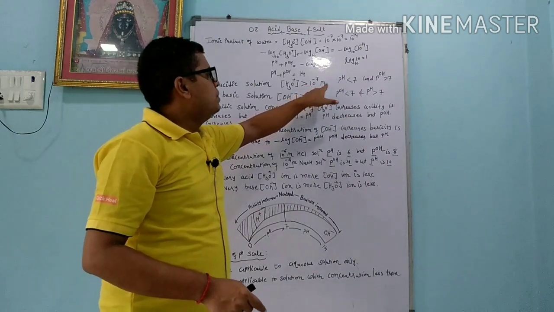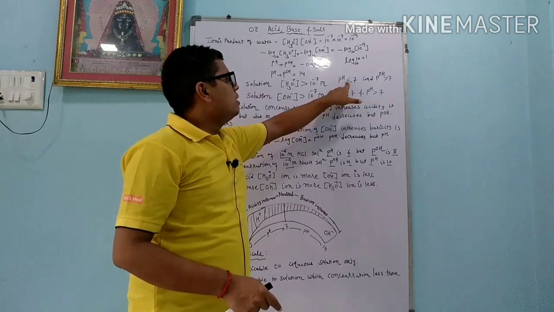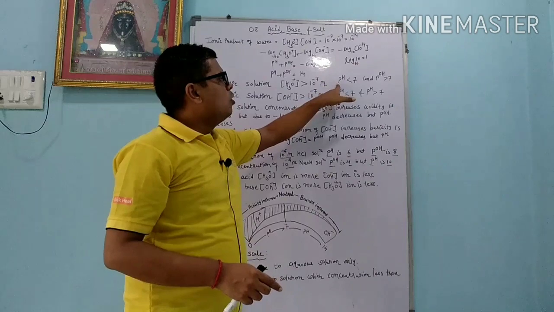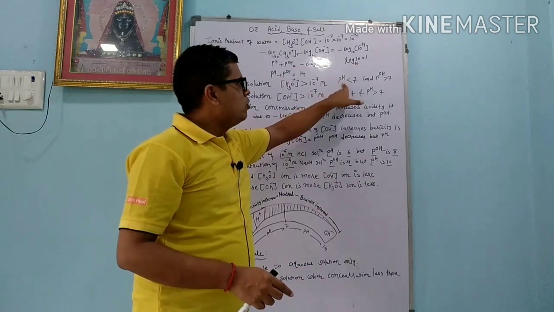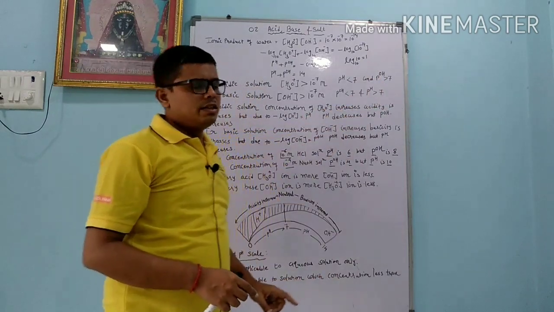Means its pH is less than 7. Okay, its pH is what? Less than 7. We know whenever we apply log, then the value of pH is what? Decreases. As the value of pH decreases, pOH value increases. So pOH is greater than 7.